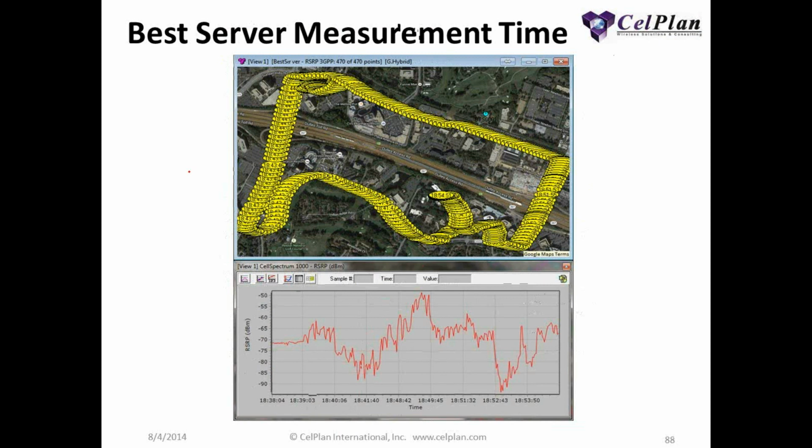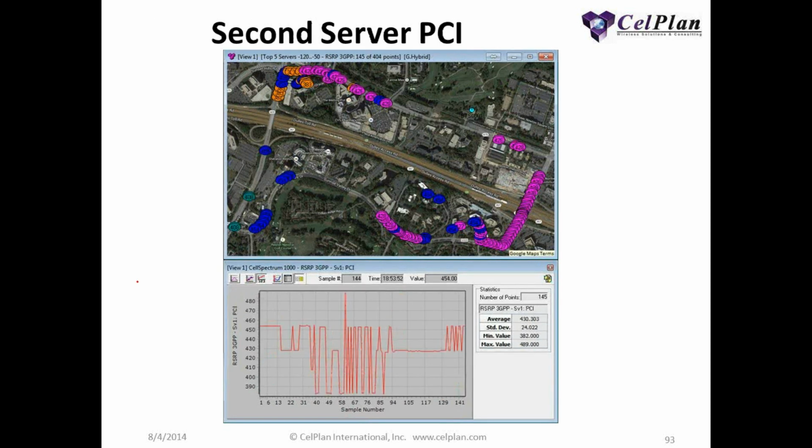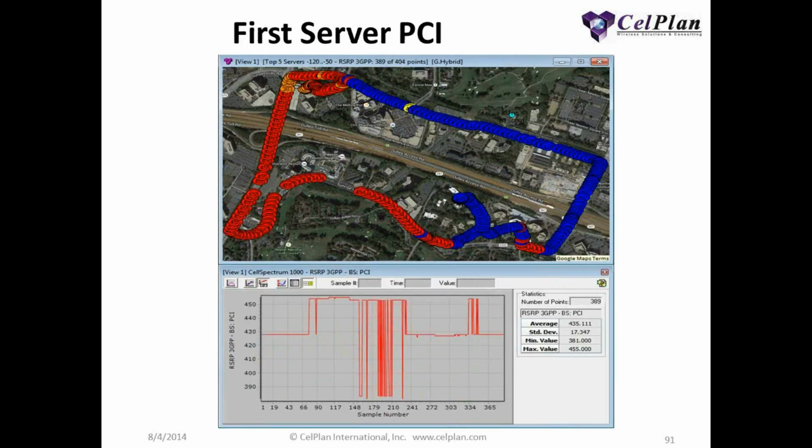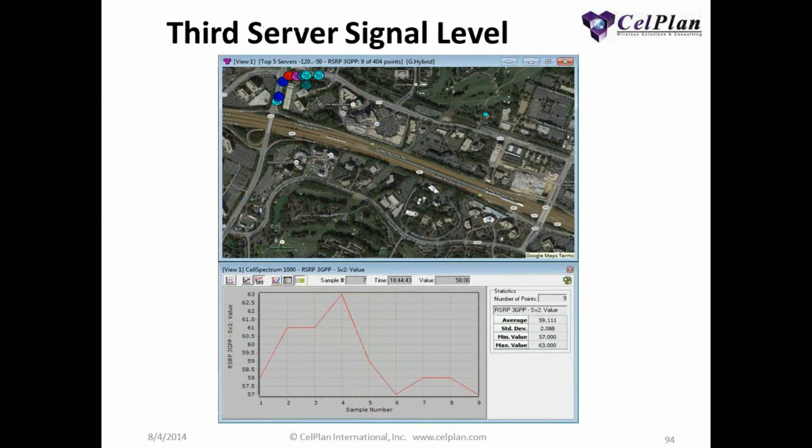So it's really the first server that is having a lot of problems. This is the second server signal level and the second server PCI. So you are really in trouble here because you have issues with the second server and you have issues with the first server. So it doesn't matter what you do, you have a lot of issues. And then the third server is clean, but of course it is the third server. And the third server appears exactly in this area here.